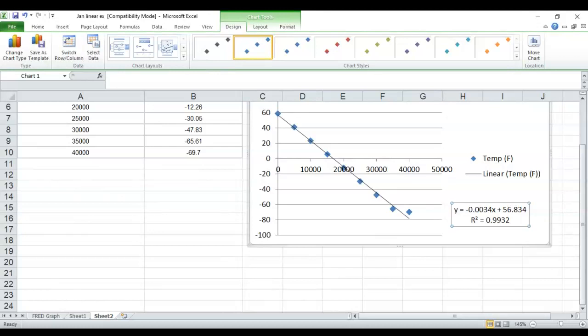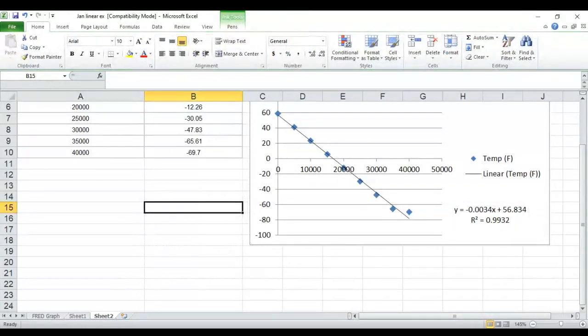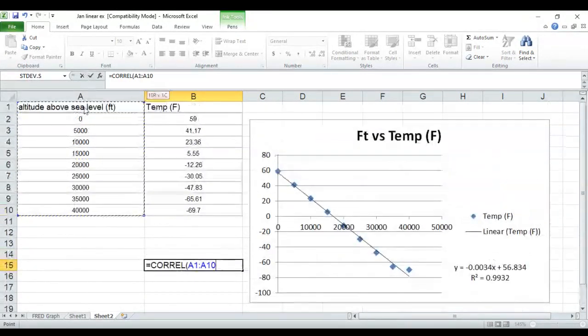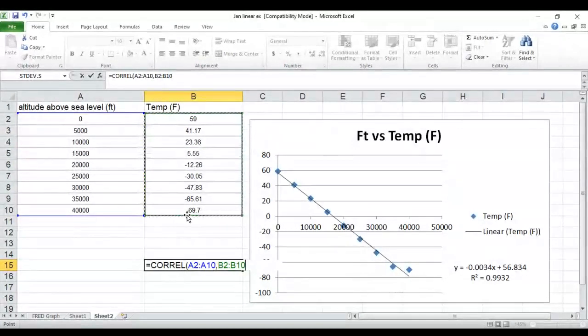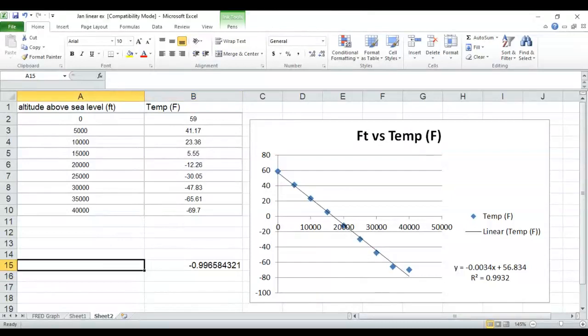Let's go ahead right away and find little r. So I'm going to go over here and say equals CORREL, correlation. And I select the first column, comma, the second column, and press enter. Okay, so notice in this example, this is little r.